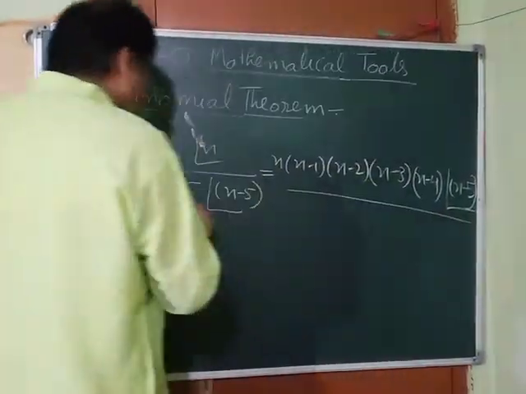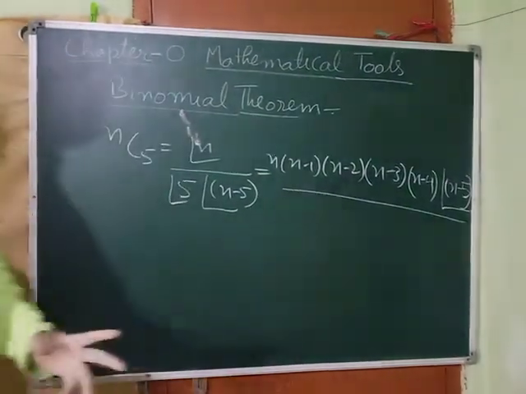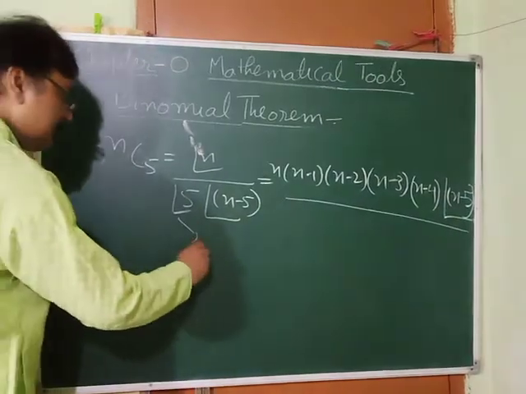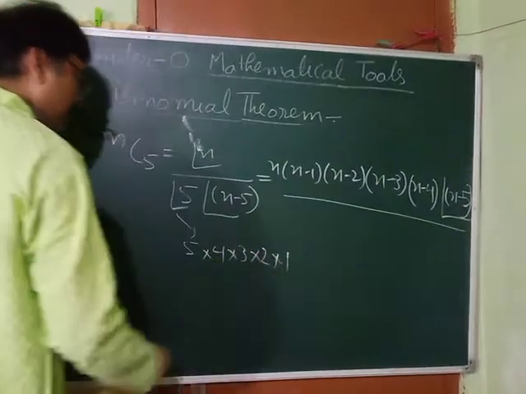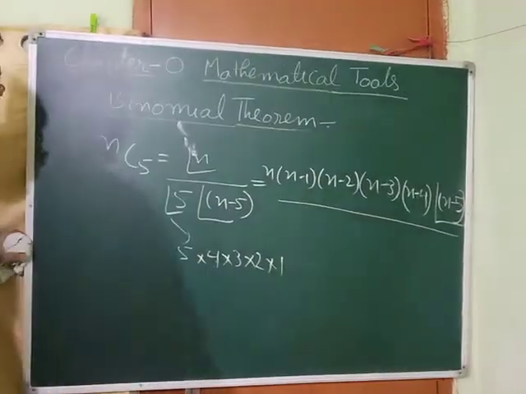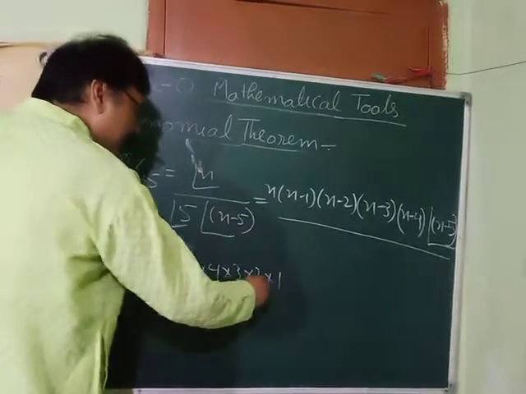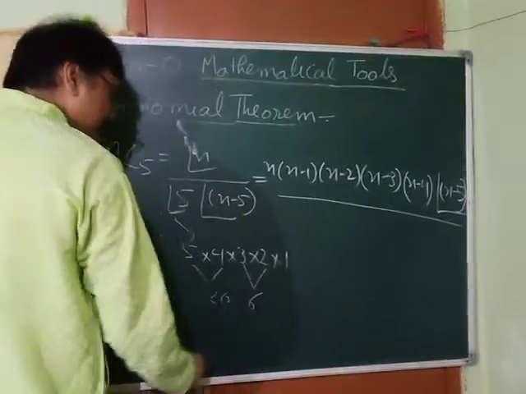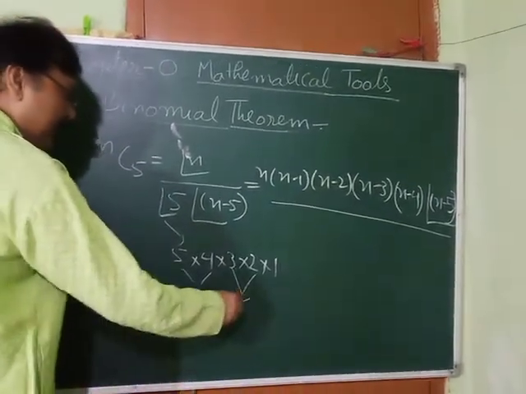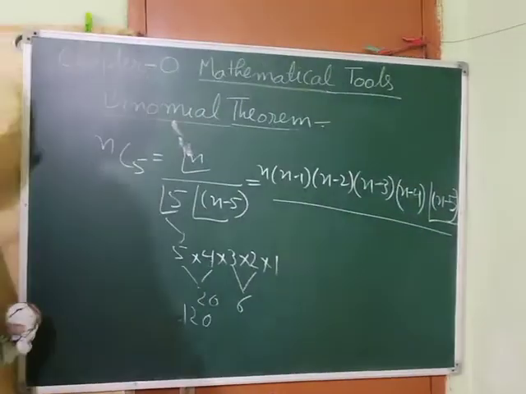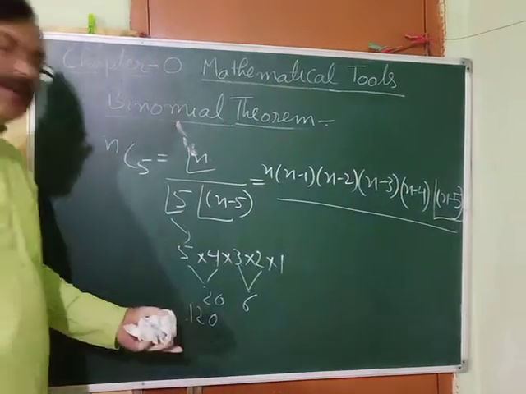Here we have factorial 5. What is factorial 5? 5 into 4 into 3 into 2 into 1. 5 4s are 20. 3 2s are 6. So 20 into 6 is 120. 120 into 2 into 1 is how much? 120 into 1 is 120 only.